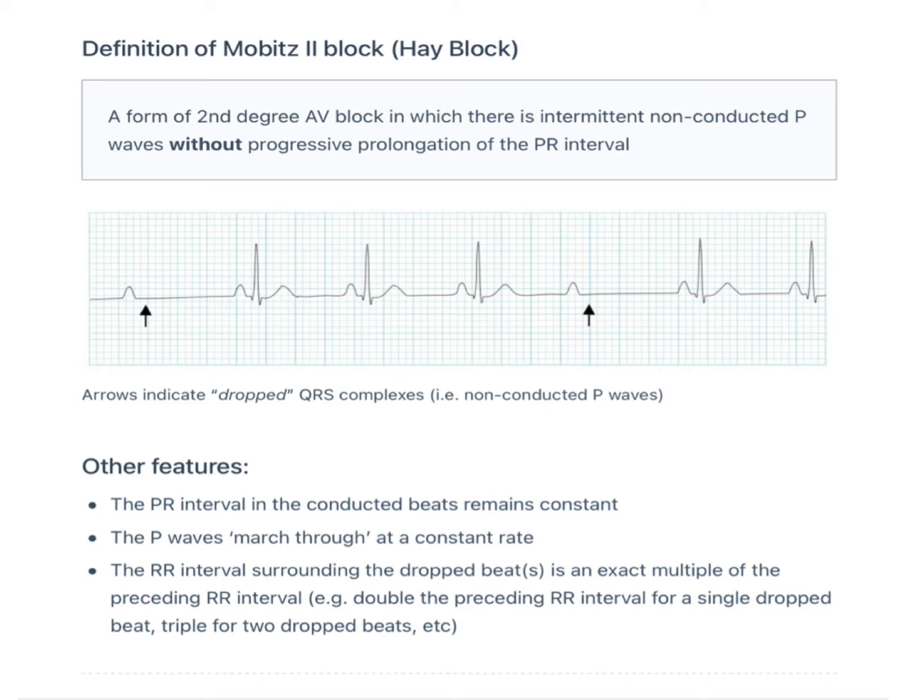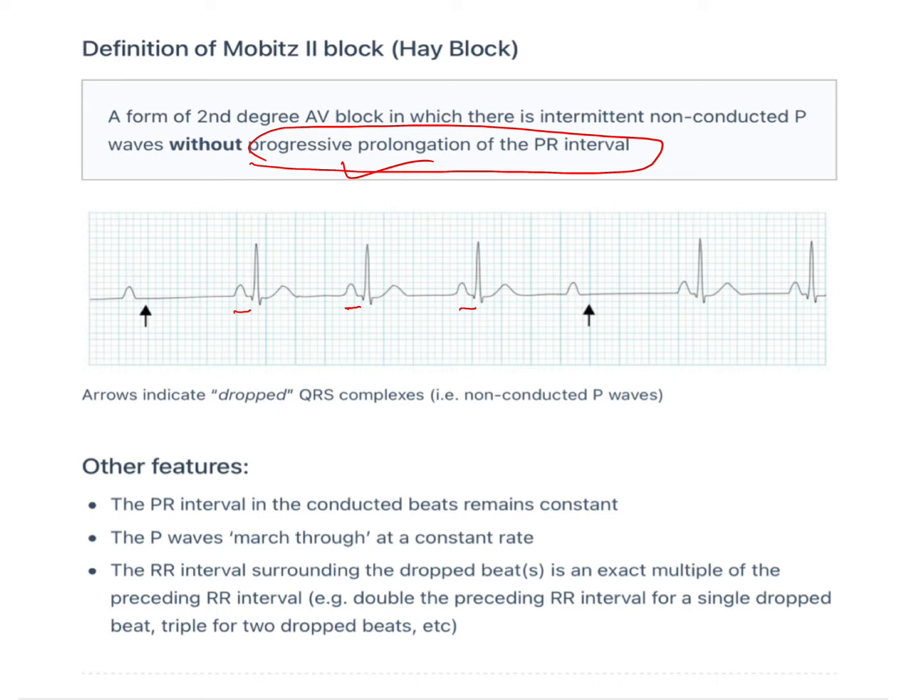In Mobitz type 2 second degree heart block, there will be no progressive prolongation of the PR interval. The PR interval will remain constant, though it may be prolonged. Here, if we see, the PR interval is almost constant, and there will be intermittent non-conducted P waves.